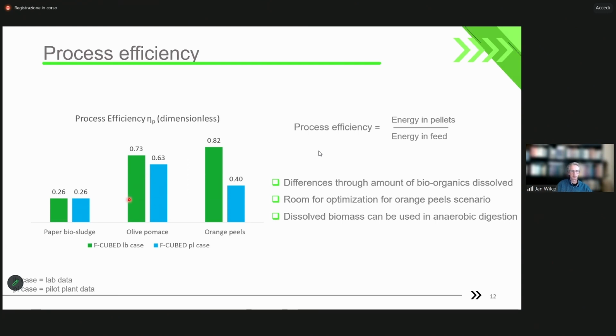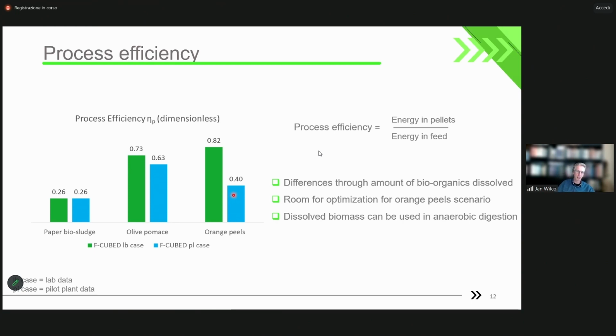The other pomace is much better. We have a little bit lower performance on the pilot plant case, and the orange peels is best. But if we go to the pilot case, it's much worse. And we think there's a lot of room for optimization still for the orange peels, especially in the Torwash process itself.